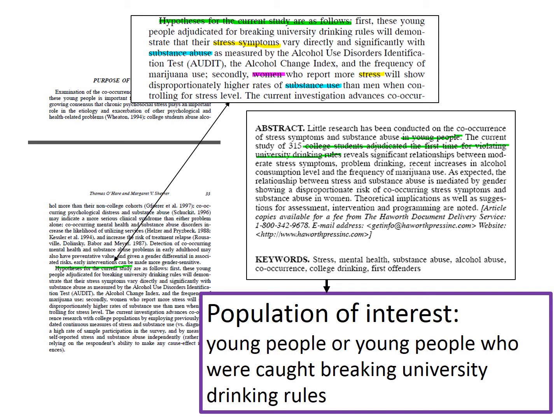This one is more specific, still though a little tricky. The first hypothesis refers to young people who were caught breaking university drinking rules. But we might remember that the abstract just refers to young people. Given that, we can make a note that they were definitely interested in young people or they may have been interested in college students who were caught breaking university drinking rules.